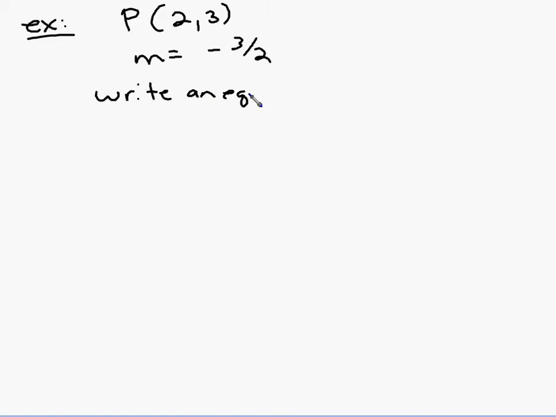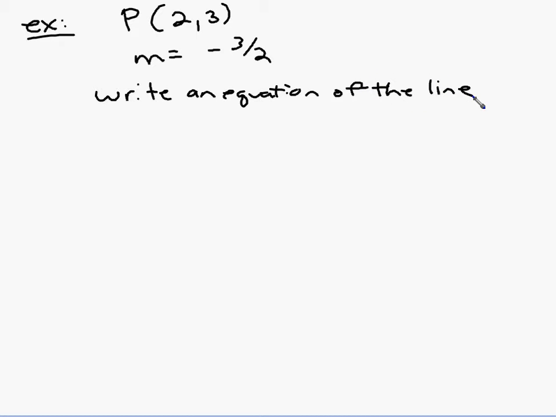Let's say that I'm given this point, (2, 3), and I'm given the slope is -3/2, and I'm asked to write an equation of the line for those two pieces of information.